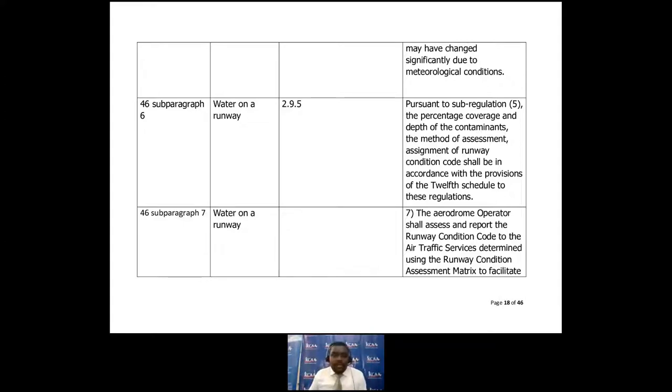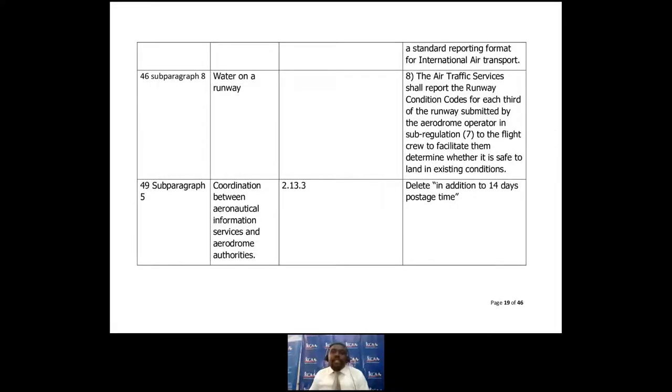And the same follows in subparagraph 7. The aerodrome operator shall assess and report the runway condition code to the air traffic services, determined using the runway condition assessment matrix, to facilitate a standard reporting format for international air transport. We have the same in subparagraph 8, that is, air traffic services shall report the runway condition codes for each third of the runway submitted by the aerodrome operator in sub-regulation 7 to the flight crew to facilitate them determine whether it is safe to land in existing conditions.